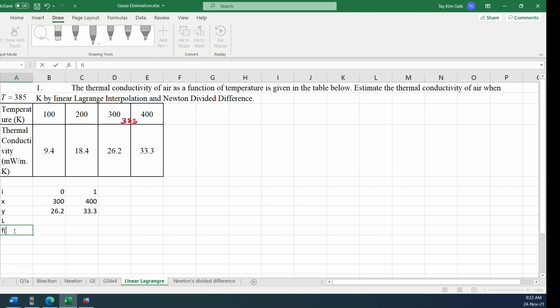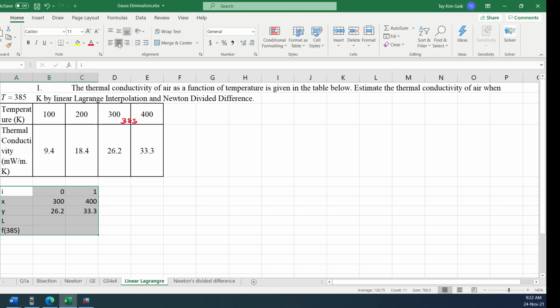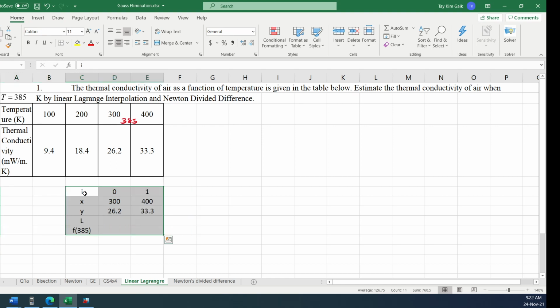And then F of 385. So F385 means, when x is 385, what is the corresponding y value? Put it here, center. Linear, I think there's no problem for you to calculate it.